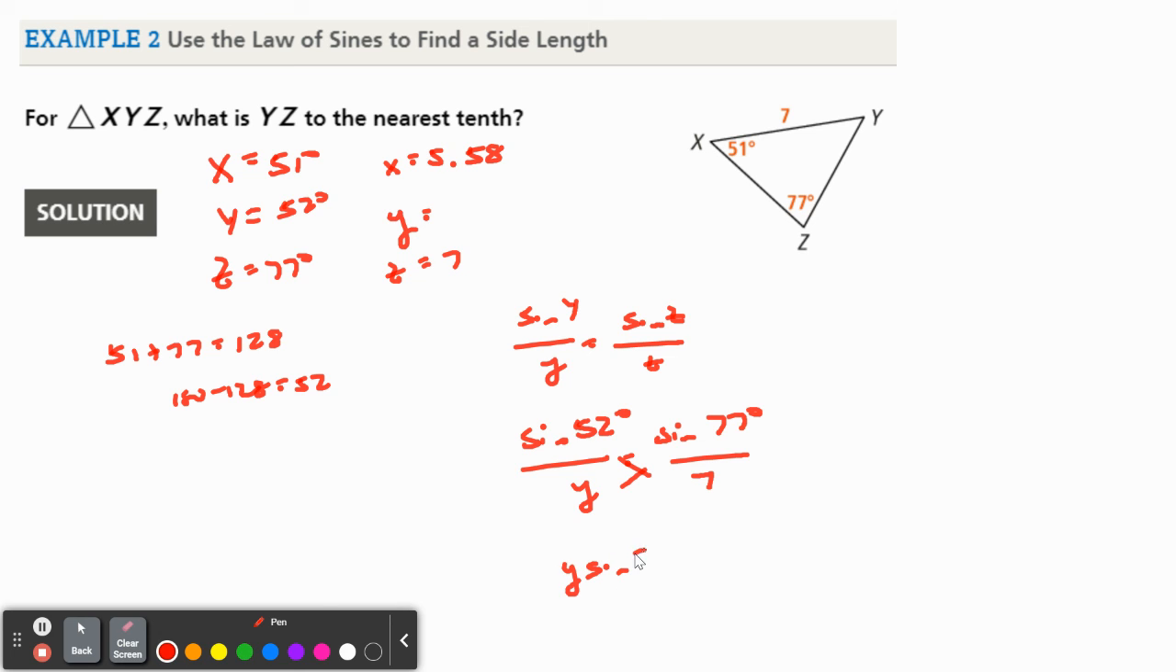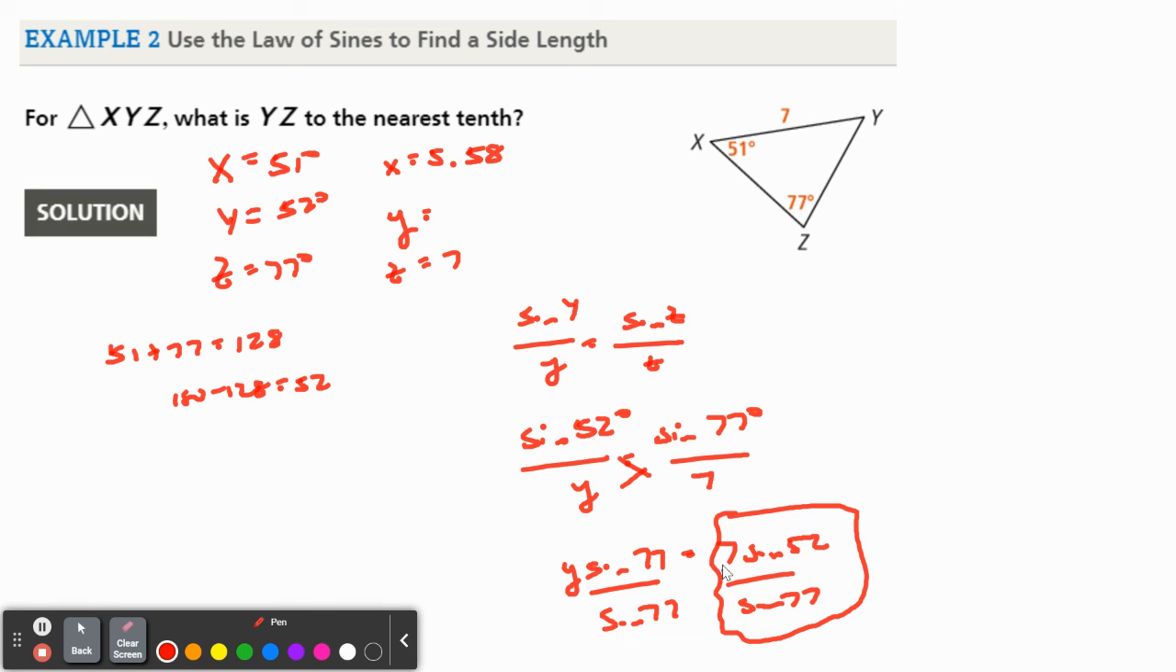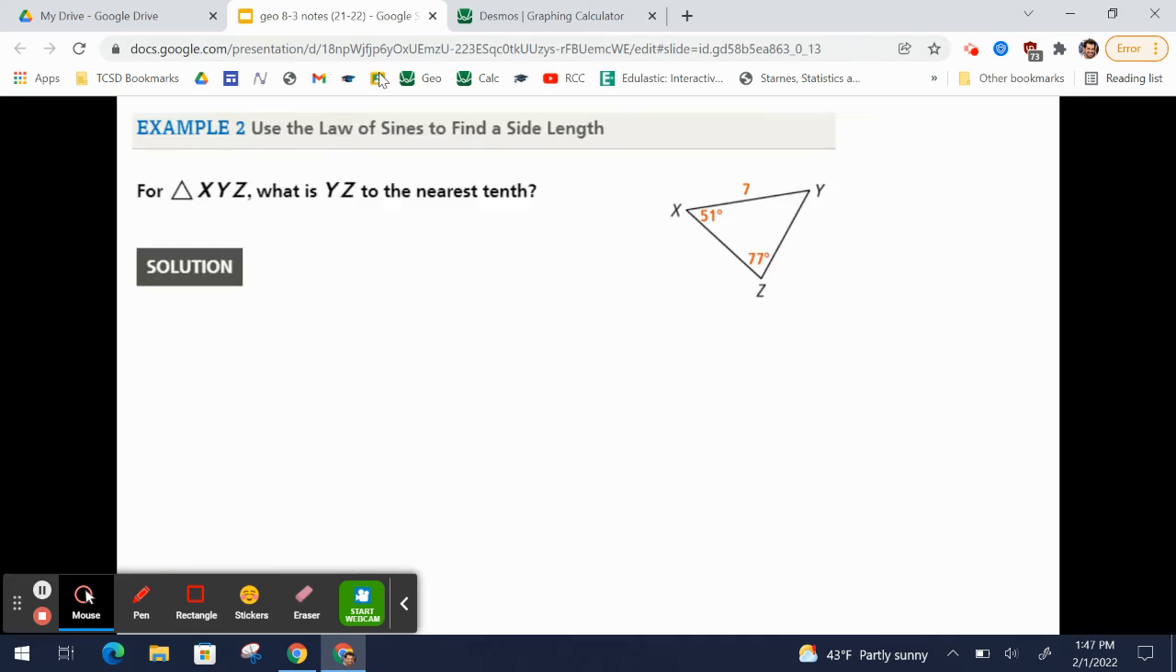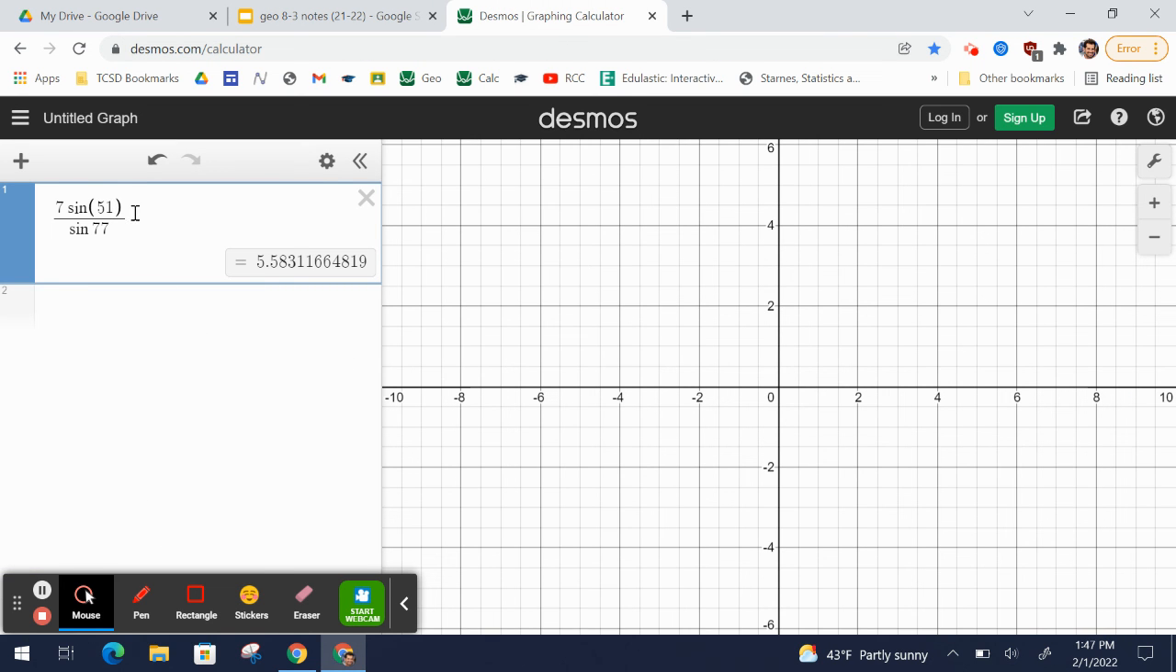All right, so same thing, cross multiply. So y sine of 77 equals 7 sine of 52, and then divide by the sine of 77. And if you use Desmos, you can just manipulate some of your calculations, because this was very similar to what we typed in before. We typed in 7 sine of 51, now it should be 7 sine of 52, divided by sine of 77. And this will give us our y. So back in Desmos, just change that to sine of 52, and you can see 5.66.